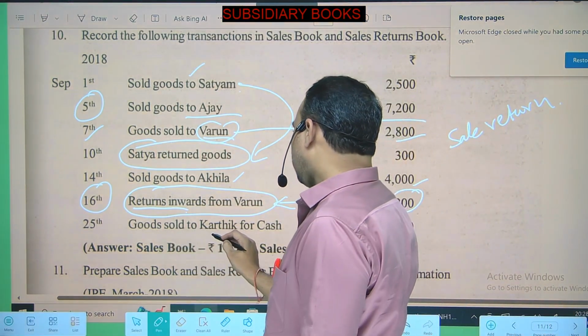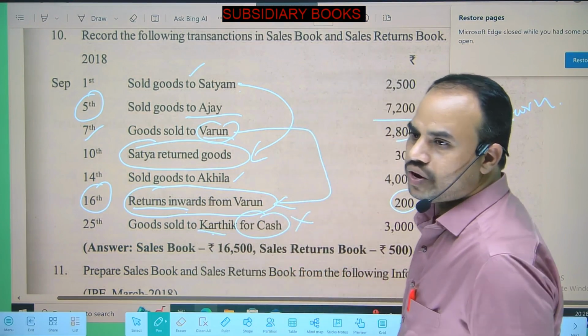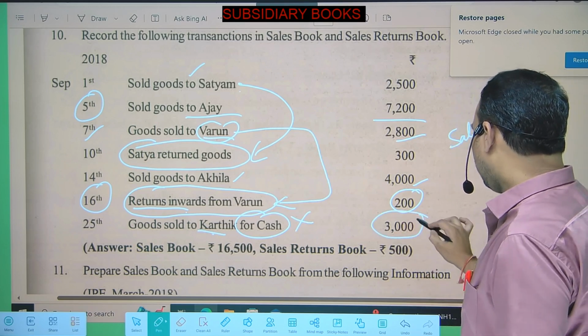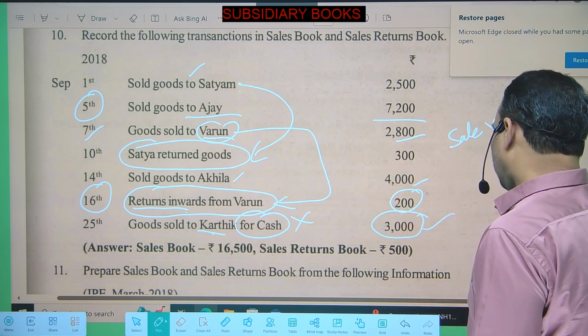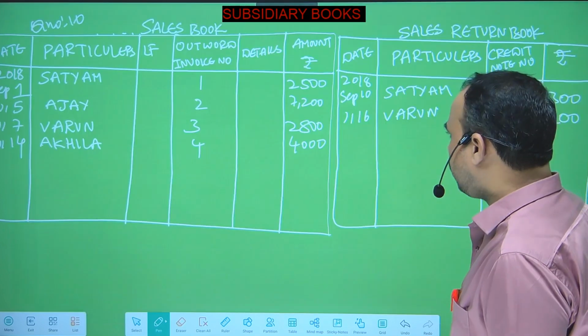See the next one. Goods sold to Karthik for cash. For cash means we will not record, you know very well. What is the amount? 3000 rupees. Okay, we will not record. So with this, all transactions completed in this problem.